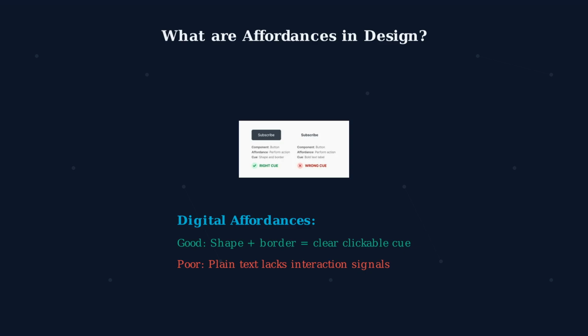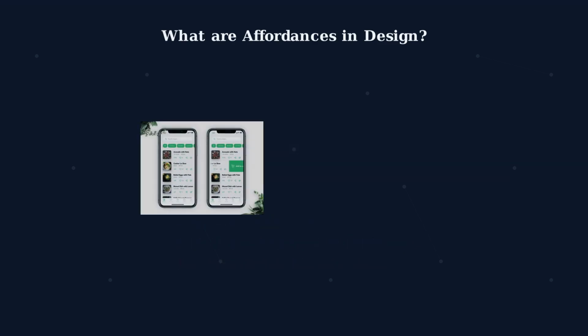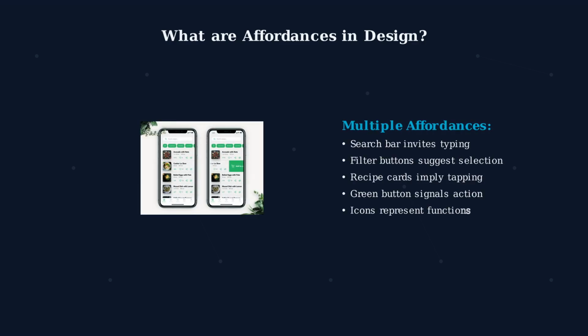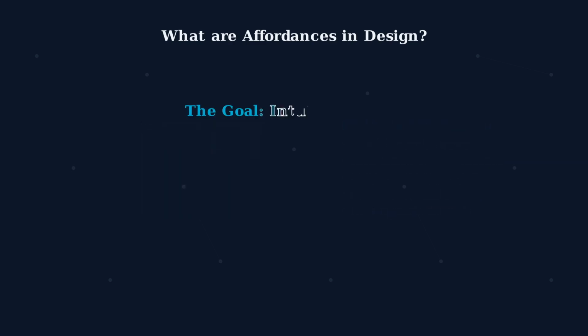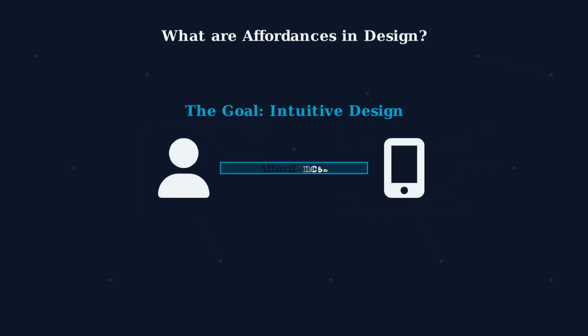Modern interfaces contain multiple affordances working together. This recipe app shows how buttons, icons, and layout all provide cues about what users can do, from searching recipes to adding items to cart. The goal of good affordance design is to create intuitive interactions. When users can understand how to use something just by looking at it, we've achieved successful design that bridges the gap between intention and action.